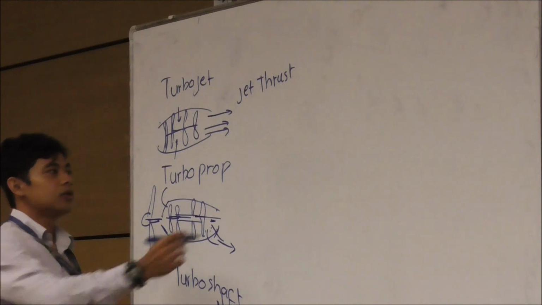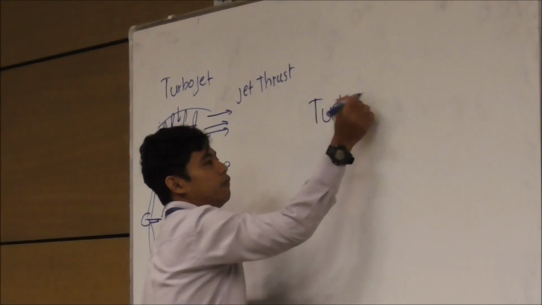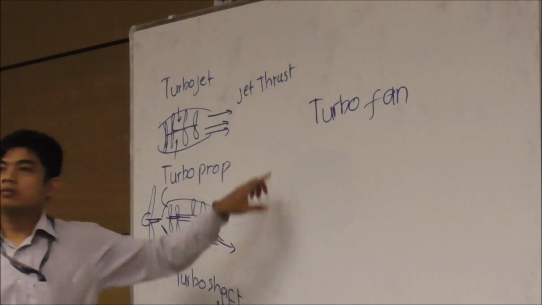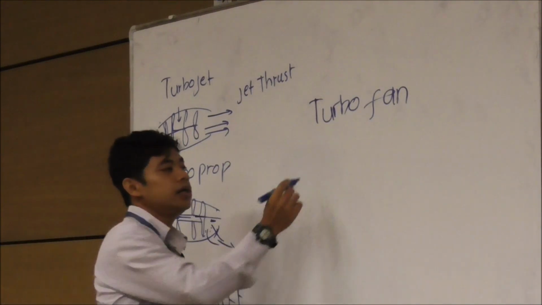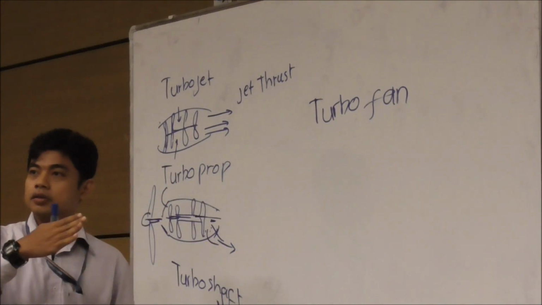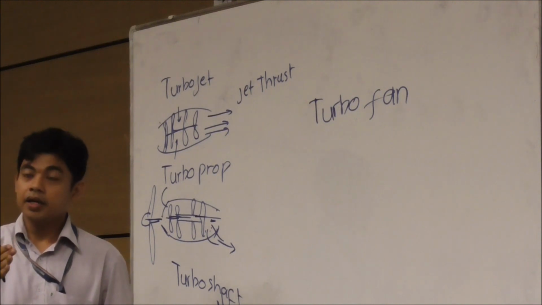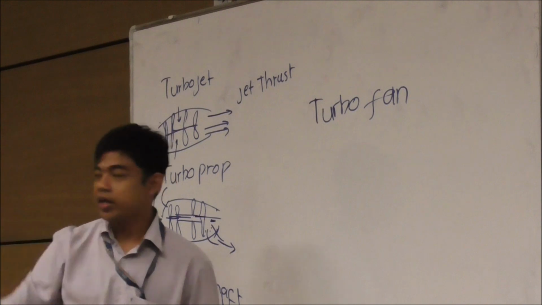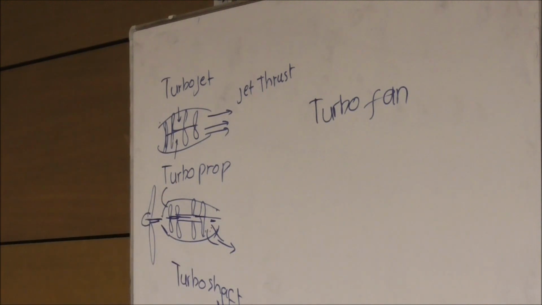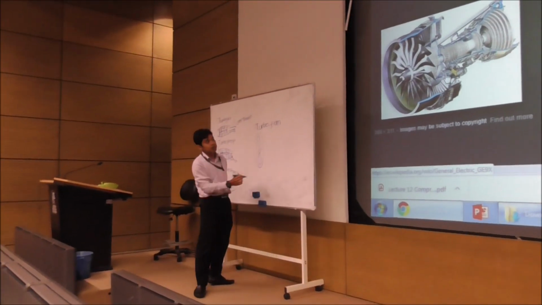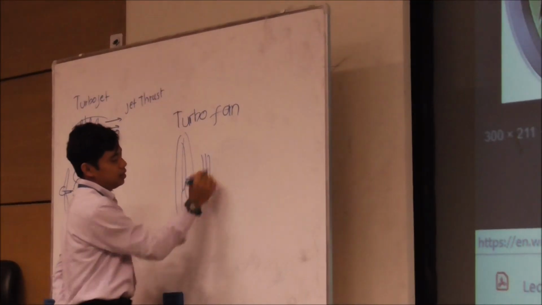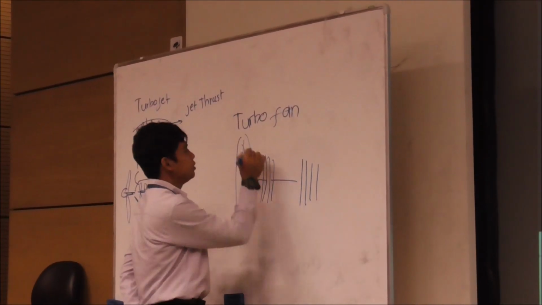Okay, and the last one is the so-called turbofan. This is the one installed in your big aircraft. Why do we call it a turbofan? Because this turbofan has a big fan in the front. Rather than having a propeller, it has a very big fan. So the one that you see on those aircraft engines, right, is the fan. Okay, so if you see this thing, you will see there is a big fan on it. And then you have a compressor, and then you have the turbine.